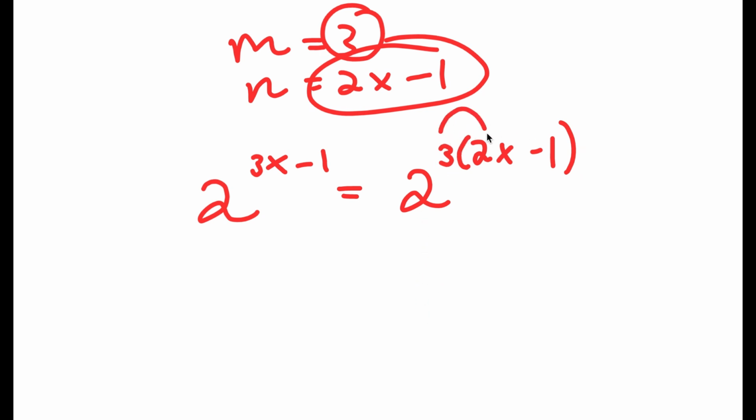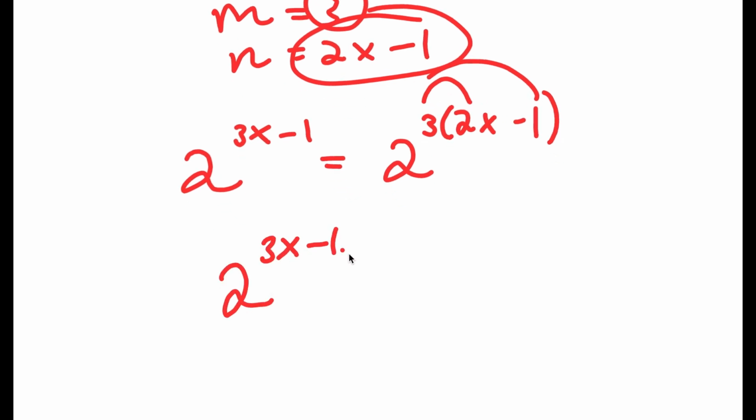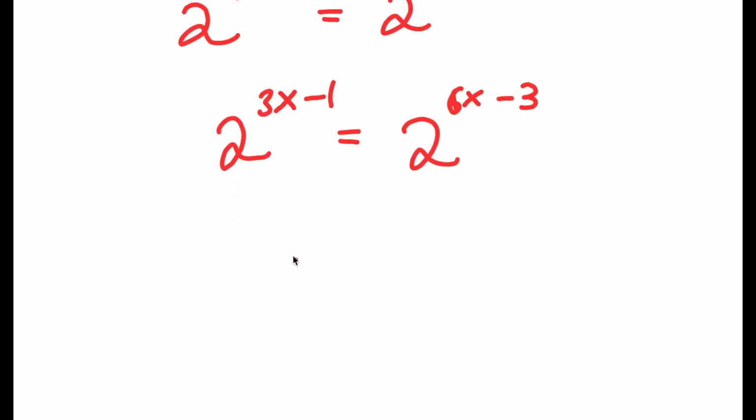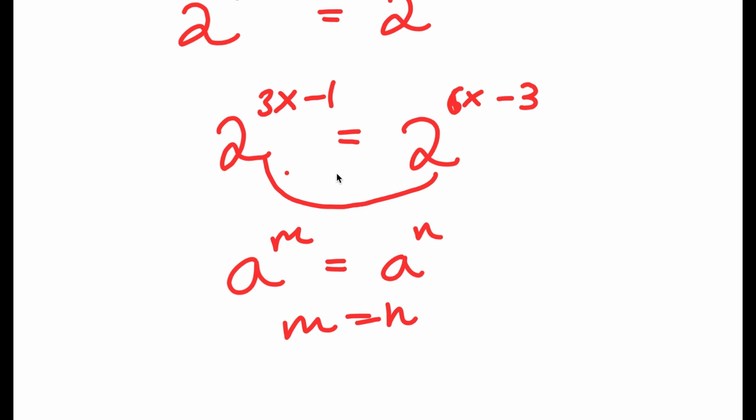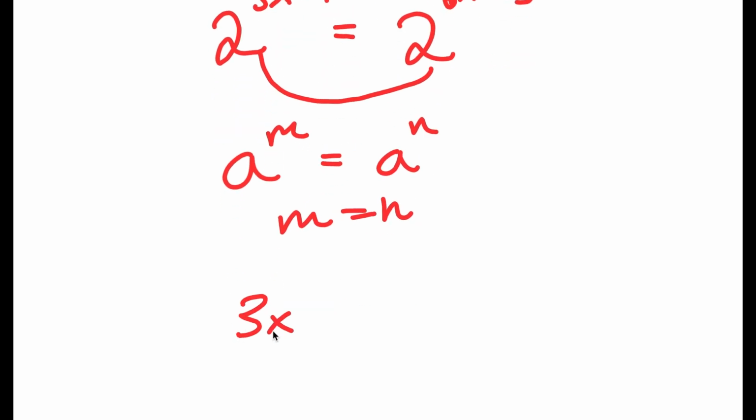And 3 times 2x minus 1, we simply have to distribute the 3. So we get 2 to the power of 3x minus 1 is equal to 2 to the power of 3 times 2x is 6x, and 3 times negative 1 is negative 3. Now, if I have something in the form a to the power of m is equal to a to the power of n, this means that m is equal to n. Meaning, because both of these bases are the same and they're both equal to each other, this means that the exponents are equal to each other as well. So meaning 3x minus 1 is equal to 6x minus 3.